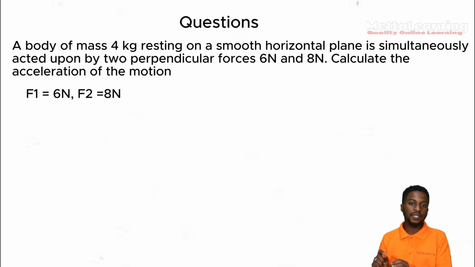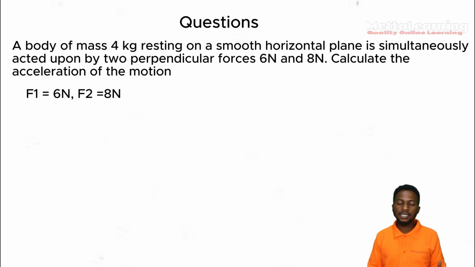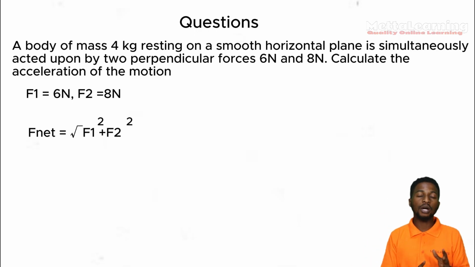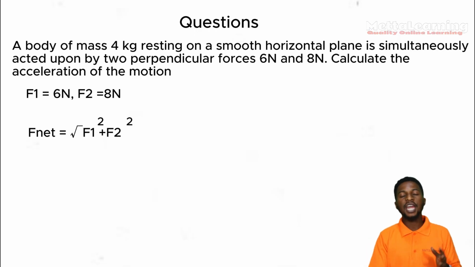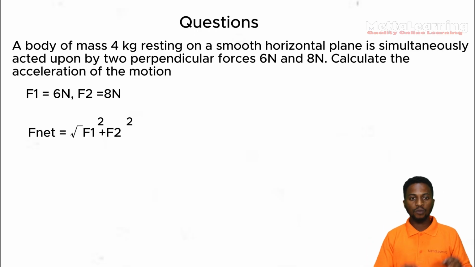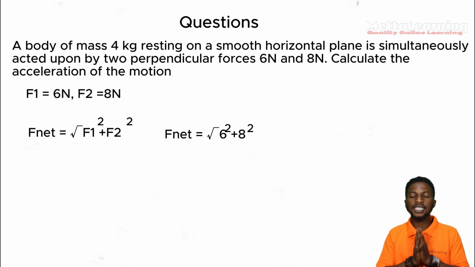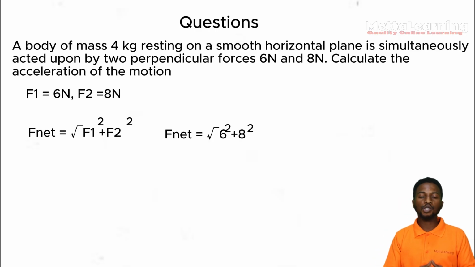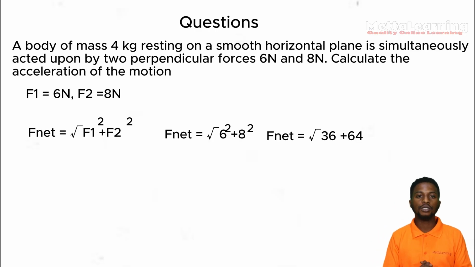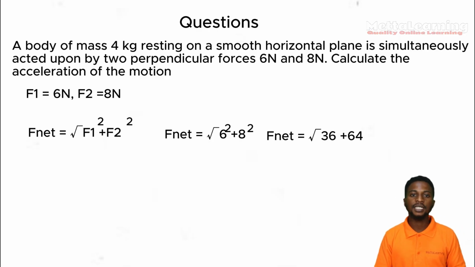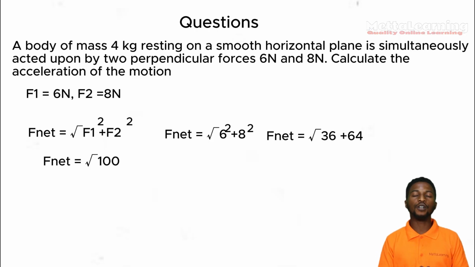The net force, F net, can be found using Pythagoras theorem, since the forces are perpendicular to each other. So we have F net, the total force, equals the square root of F1 squared plus F2 squared. Then the net force equals the square root of 6 Newton squared plus 8 Newton squared. Then we have the square root of 36 plus 64 Newton, which is the square root of 100 Newton. The square root of 100 is 10 Newton. So our net force is 10 Newton.